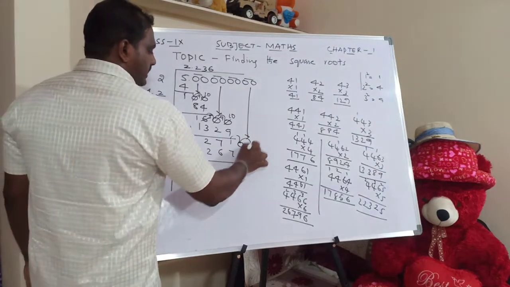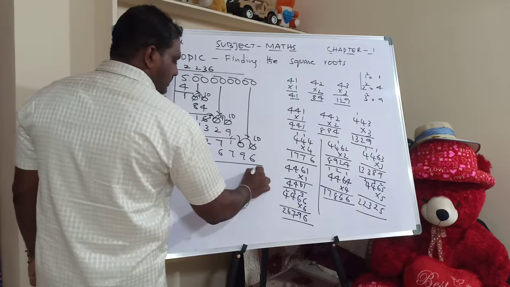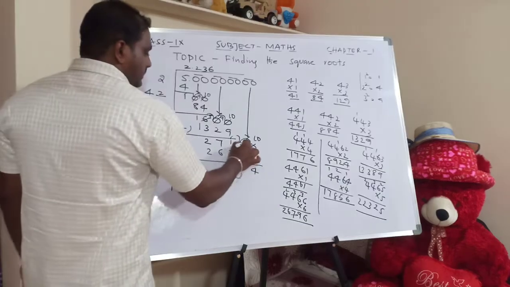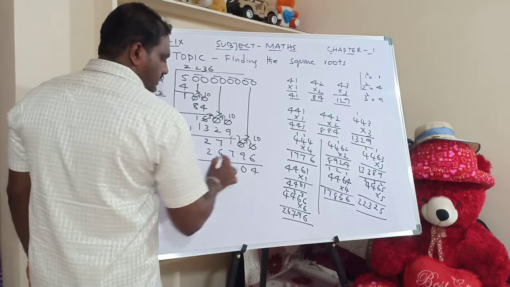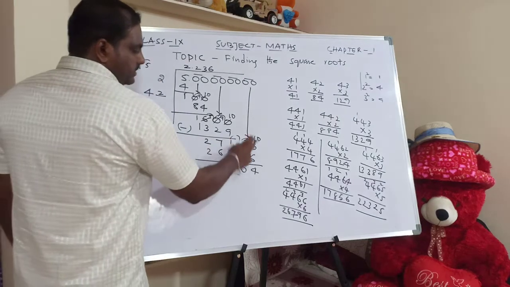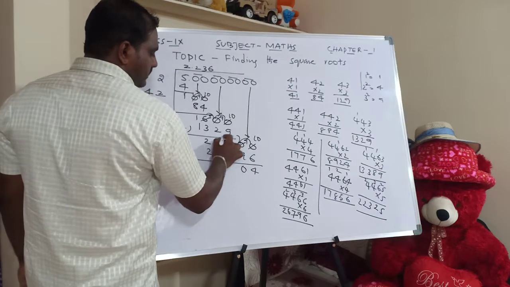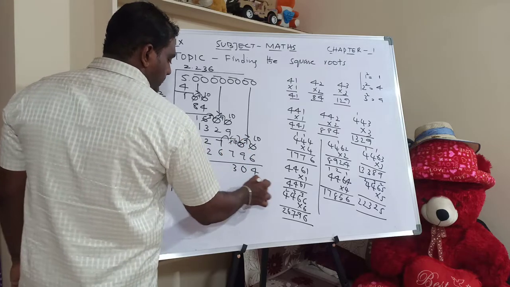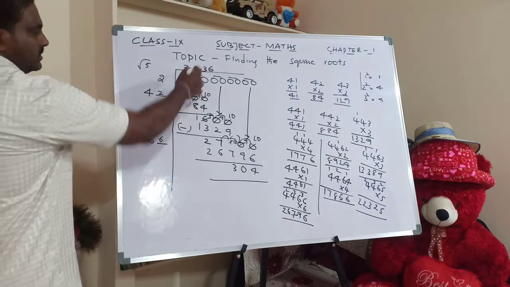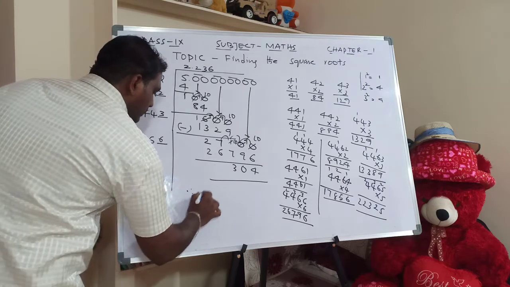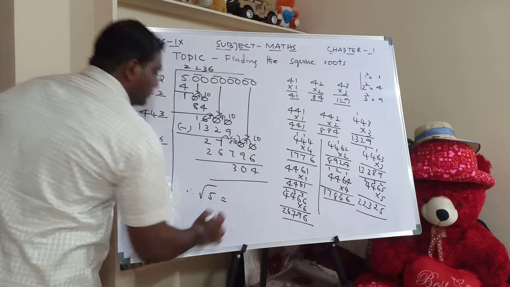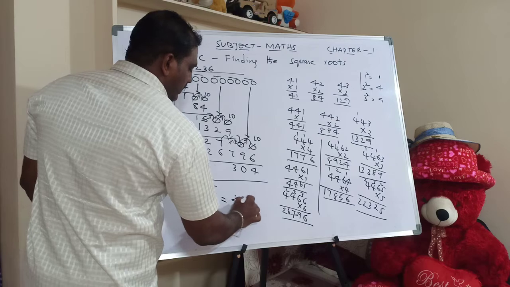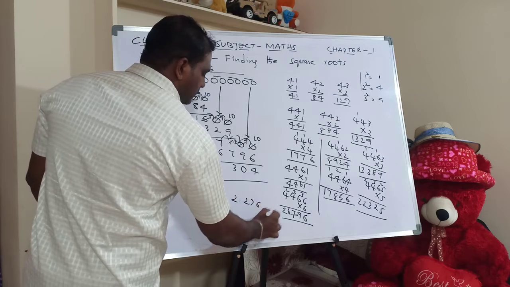It is borrowing. This will be 10. 10 minus 6, 4. And this will be 9. 9 minus 9, 0. And already it is borrowed here, it will be 0. So if we borrow it, it will be 10. 10 minus 3, 10 minus 7, 3. So therefore the value of root 5 is equal to 2.236 and so on.